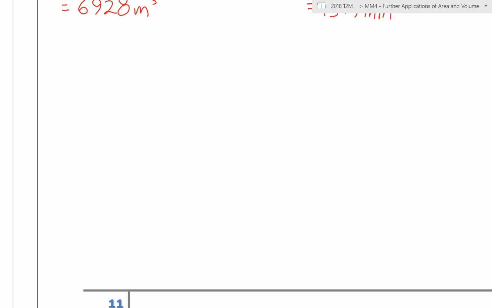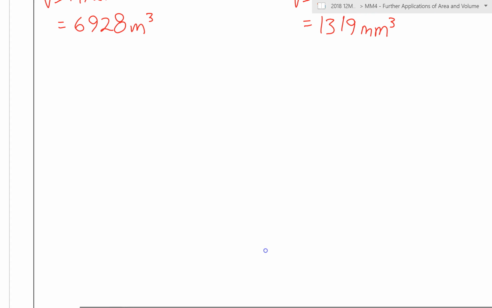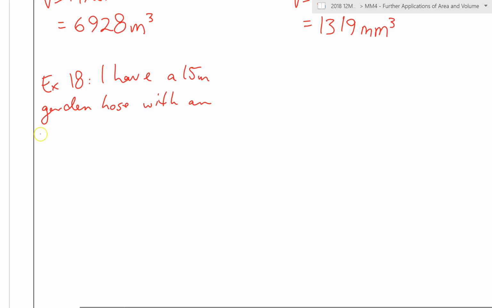Now, first of all, I wanted to think about an extra question. I'm going to call this example 18. I have a 15-meter garden hose with an inside diameter of 12 millimeters. How much water does it hold?